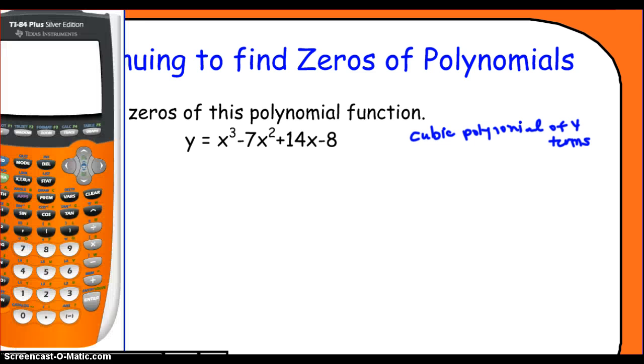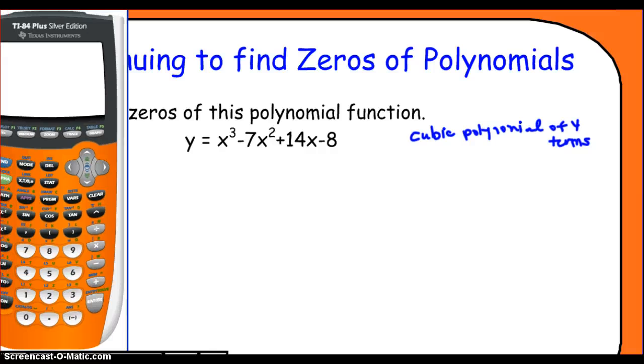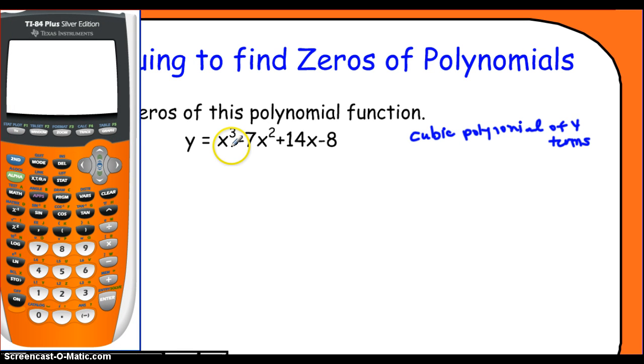So I'm going to pull up my calculator, and I'm going to type in the equation exactly as it is shown. So it's going to be x cubed minus 7x squared plus 14x minus 8. I'm going to hit zoom, and I'm going to go down to number 6. Zoom standard, so it's a 10 by 10 window, and I'm going to look at my graph.